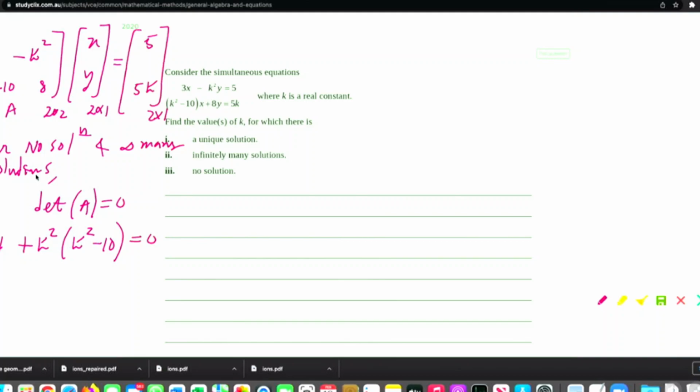Yeah. So you get here k to the power 4 minus 10k to the power 2 plus 24 is equal to 0. This is a no-calculator question in the first paper. It's a 4-mark question. I remember this question, 2020, out of 40 marks. So that's why they are giving you this much pay. Now how to do that?